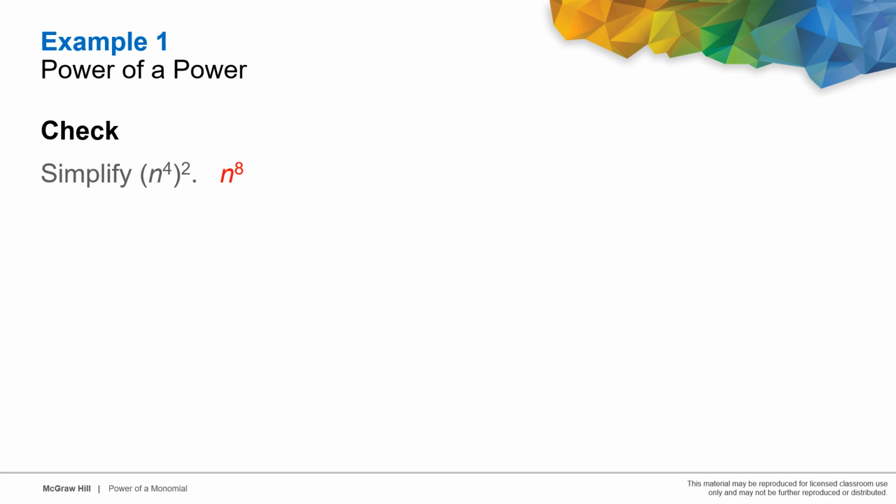Yeah, you didn't pause the video, did you? You cheated. The answer is n to the eighth power, by the way, right? Because 4 times 2 equals 8, and that's all there is to it. On the next one, don't cheat, though.